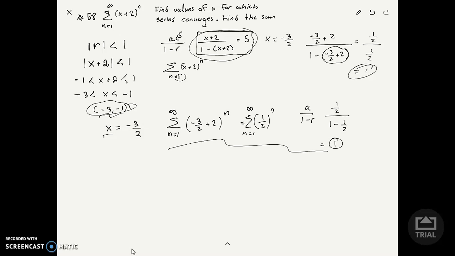And in this case, we just checked one value specifically. And you could also check values outside, and you would see that the ratio is indeed greater than or equal to 1 and would not work. So yeah, that's the end of that.